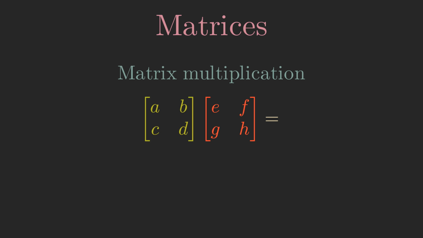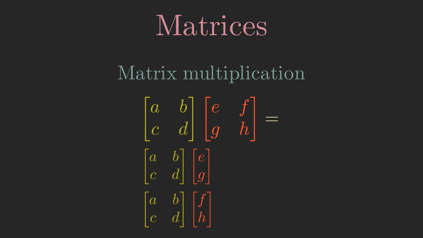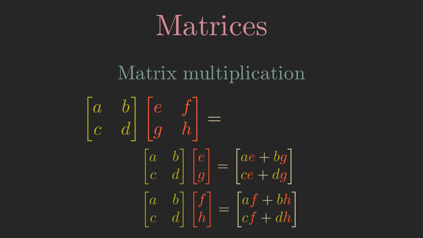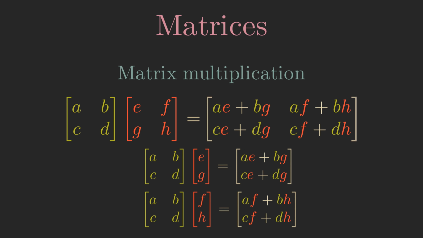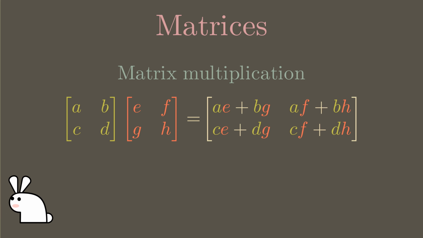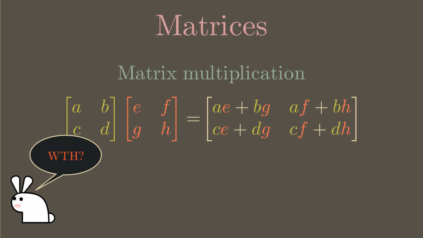The way we do it is by splitting the right matrix's columns into two vectors, and then you multiply each vector by the left matrix. Finally, you connect the two resulting vectors into the resulting matrix. I know that all of this is a lot and the formulas are really weird. No need to memorize any of these. The only thing that is important is the concept.